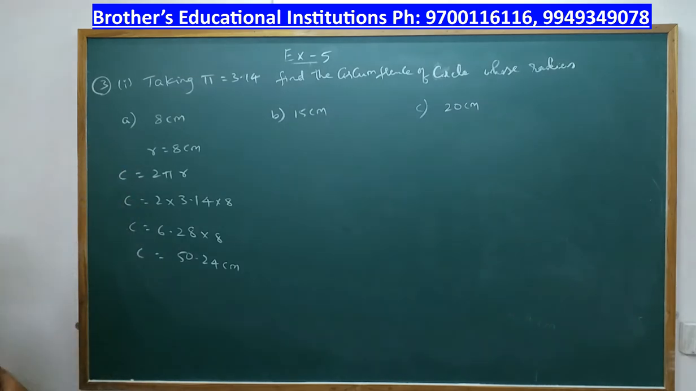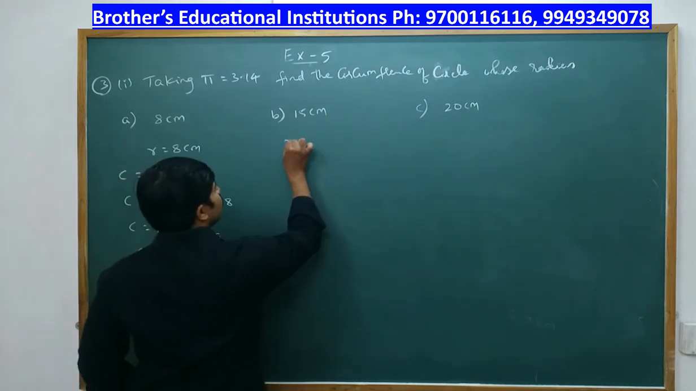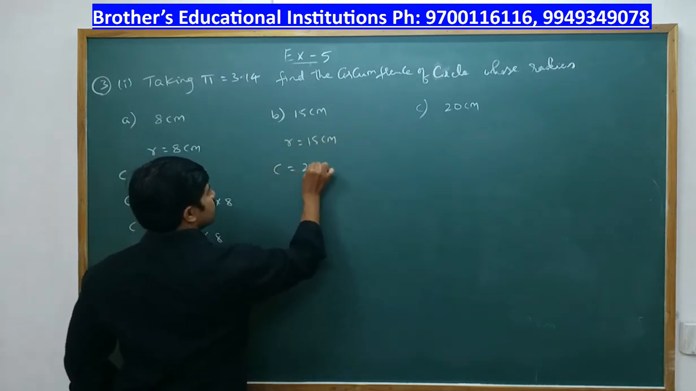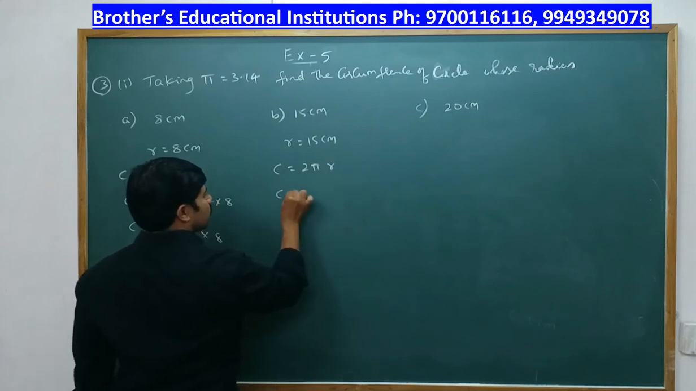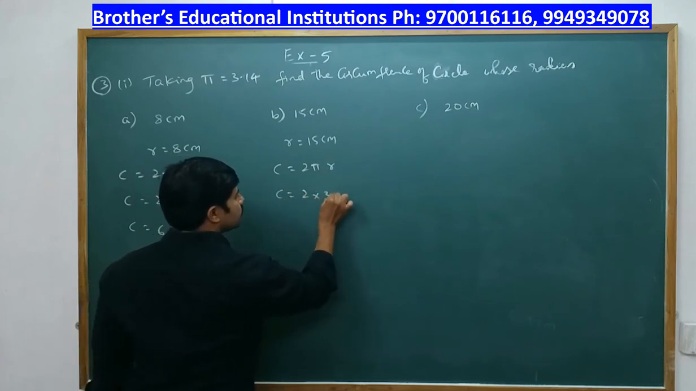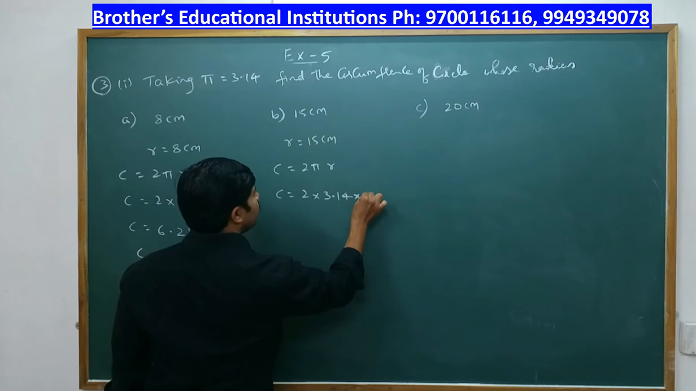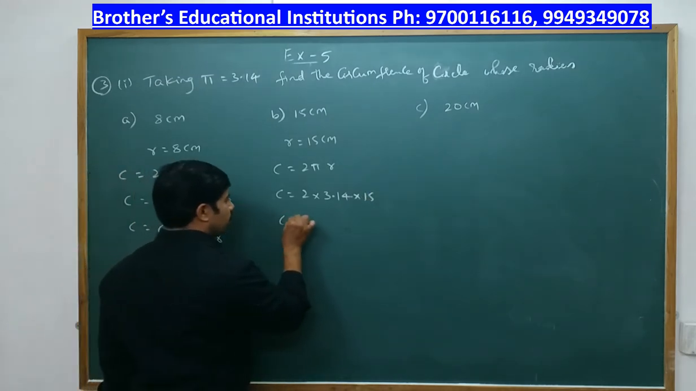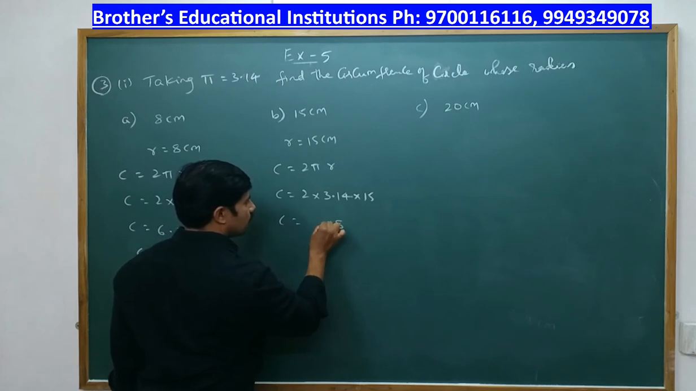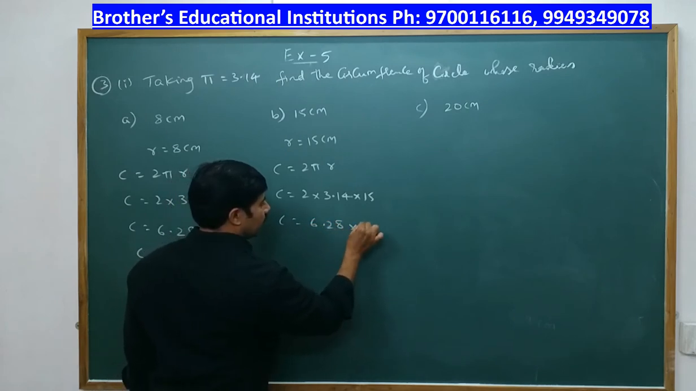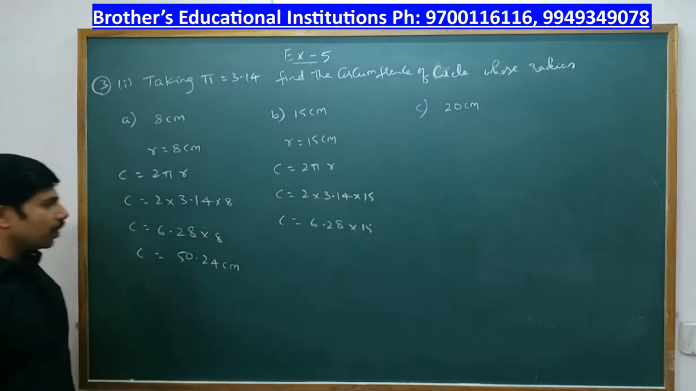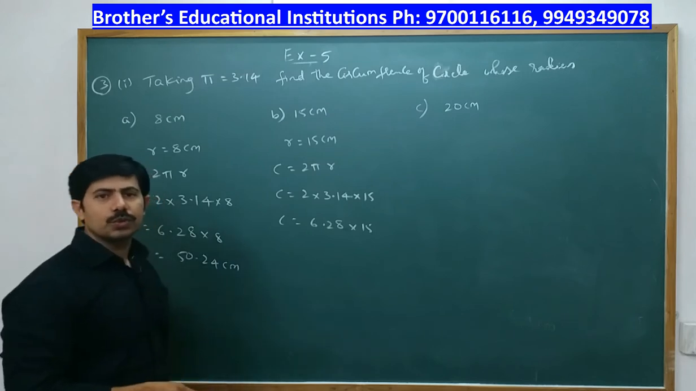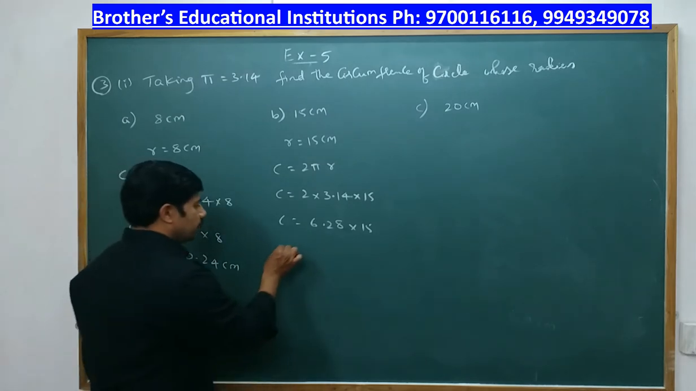Now we'll go to the second one when radius is 15 centimeters. So when radius is 15 centimeters, C is equal to 2 pi r. C is 2 into 3.14 into 15. Okay, so now what we'll do is just simplify this. 2 4s are 8, 2 1s are 2, 2 3s are 6, 6.28 into 15 comes to 94.2 centimeters.